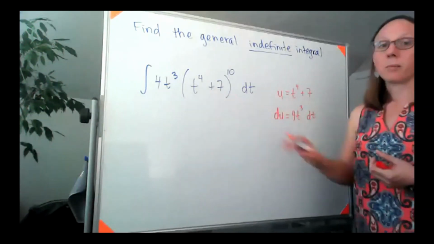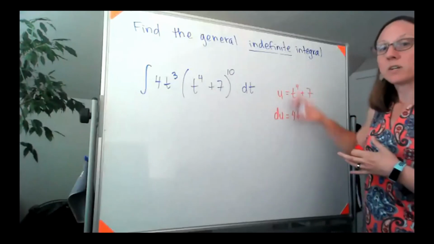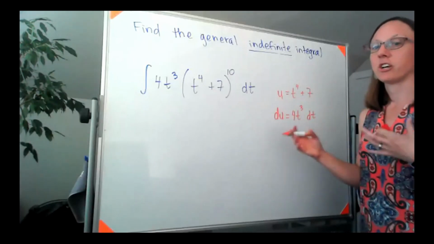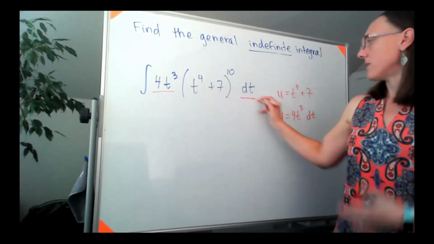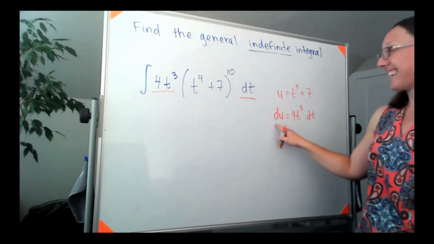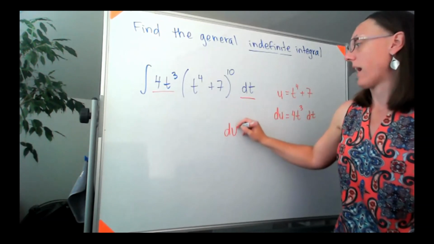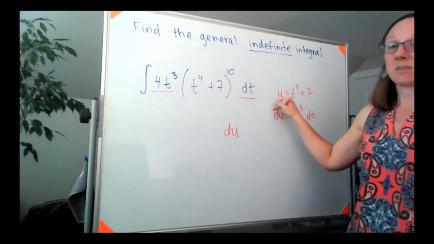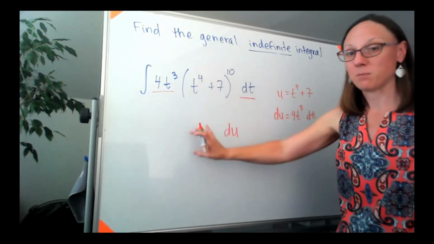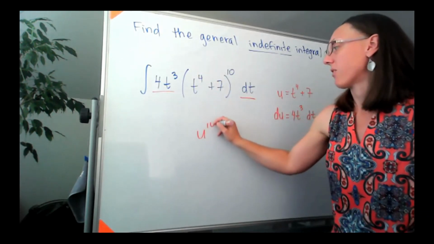Then I return to my problem and I say, I need to use what's in my vocabulary list to convert everything. So 4t cubed dt, that's equal to du in my vocabulary list. And that t to the 4th plus 7, that's what we call u, which means this piece becomes u to the 10th power.